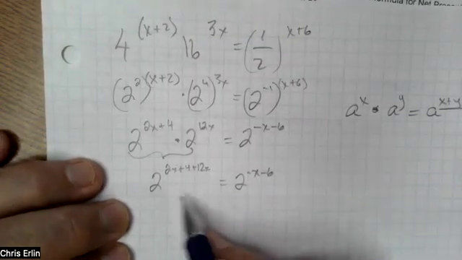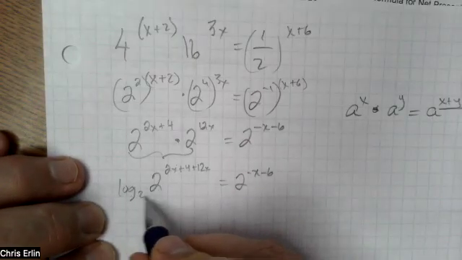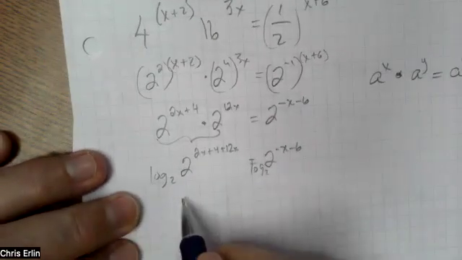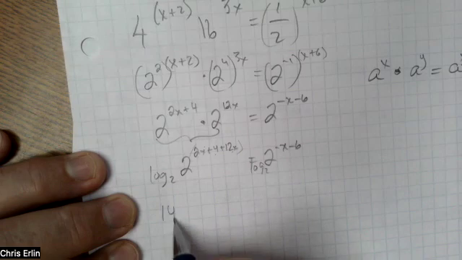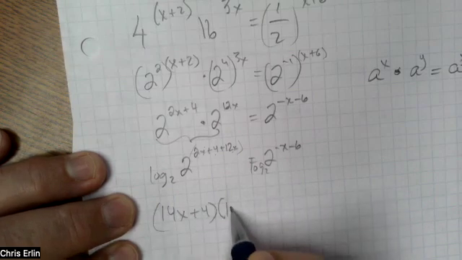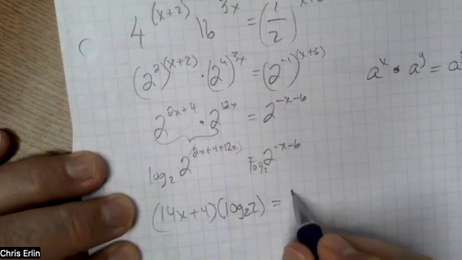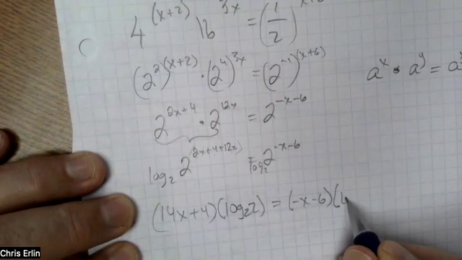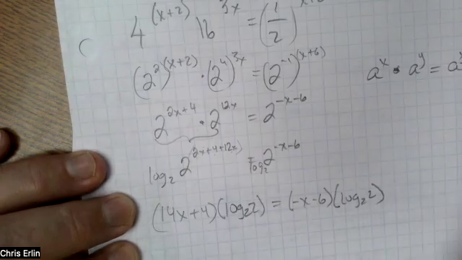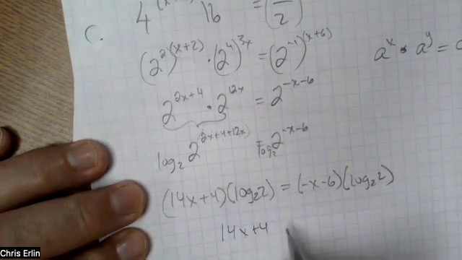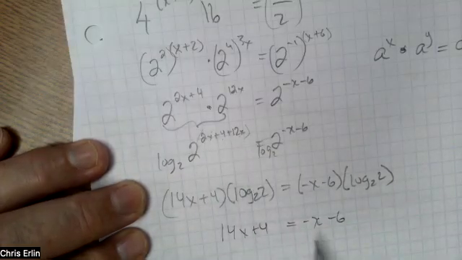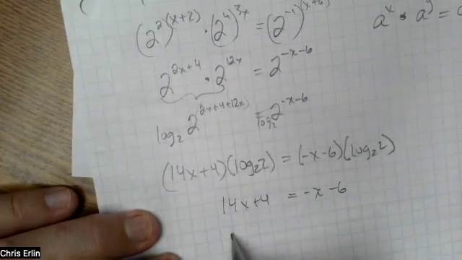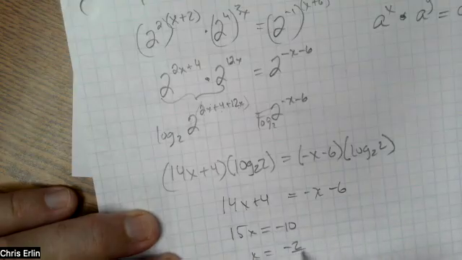And now that we have a single base that's common to both sides, I could take the log base 2 of both sides, which means I'm going to get this as now a combined exponent 14x plus 4. And I can pull that out front and say 14x plus 4 times log base 2 of 2 equals, bring this out front, negative x minus 6 times log base 2 of 2. Log base 2 of 2 is 1. So I'm left with 14x plus 4 equals negative x minus 6. So in other words, at this point, I could have just canceled those 2's and gotten to this. I'll add x, so 15x, I'll subtract 4, is equal to negative 10, so x is equal to negative 2/3.